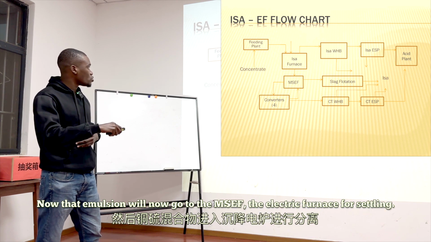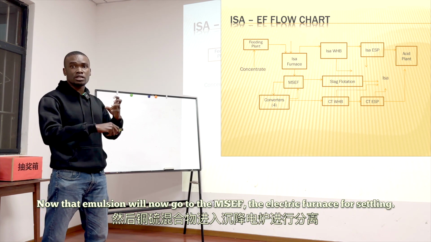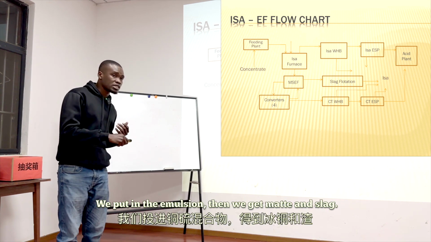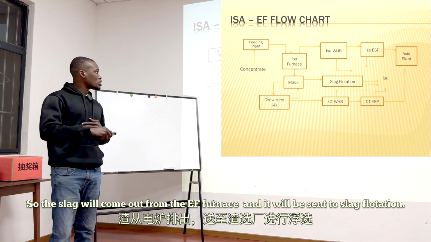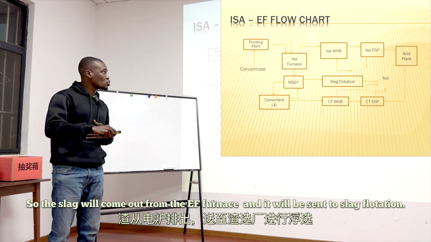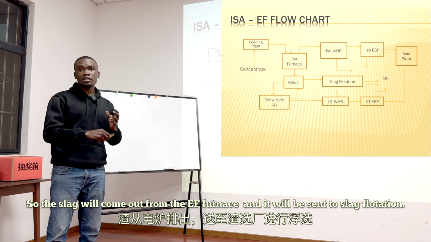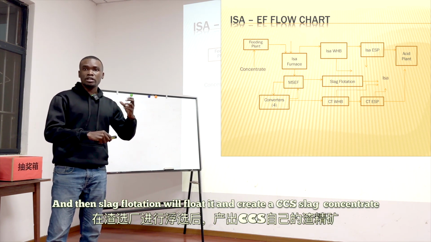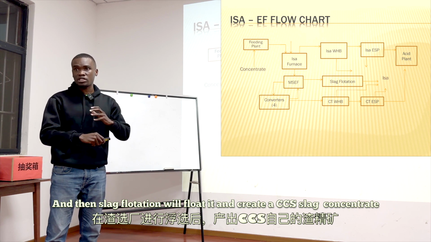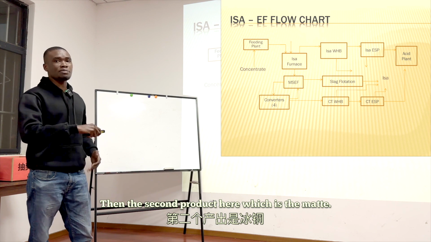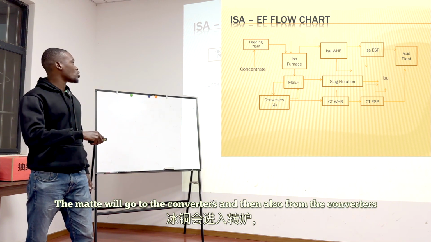Now that emulsion will go to the MSEF, the electric furnace, for settling. We put in the emulsion, then we get matte and slag. The slag will come out from the EF furnace and it will be sent to slag flotation. Slag flotation will float it and create CCS slag concentrate, which again will come back to ISA. Then the second product here, which is the matte. The matte will go to the converters.